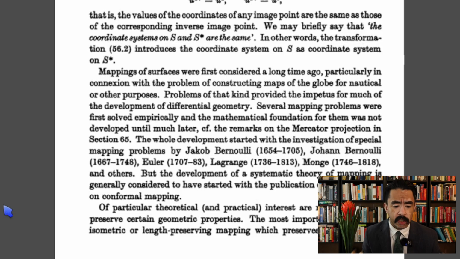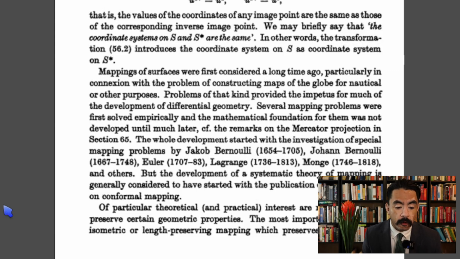In other words, the transformation to coordinates u1 tilde and u2 tilde by functions h1 and h2 respectively introduces the coordinate system on S as coordinate system on S star. Mappings of surfaces were first considered a long time ago, particularly in connection with the problem of constructing maps of the globe for nautical or other purposes.